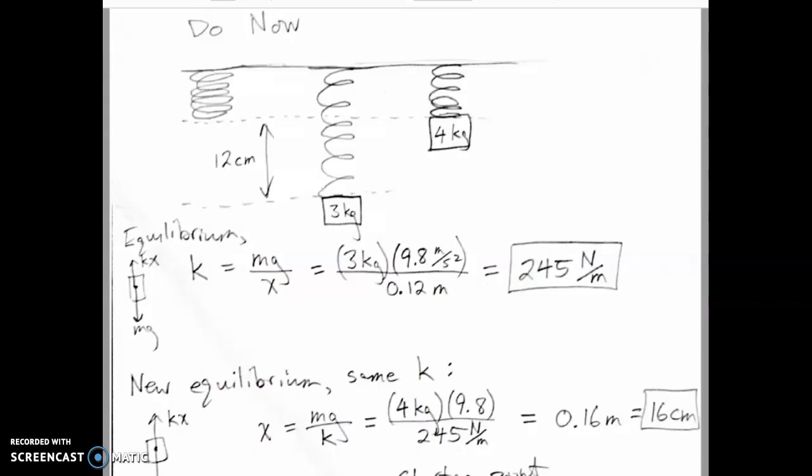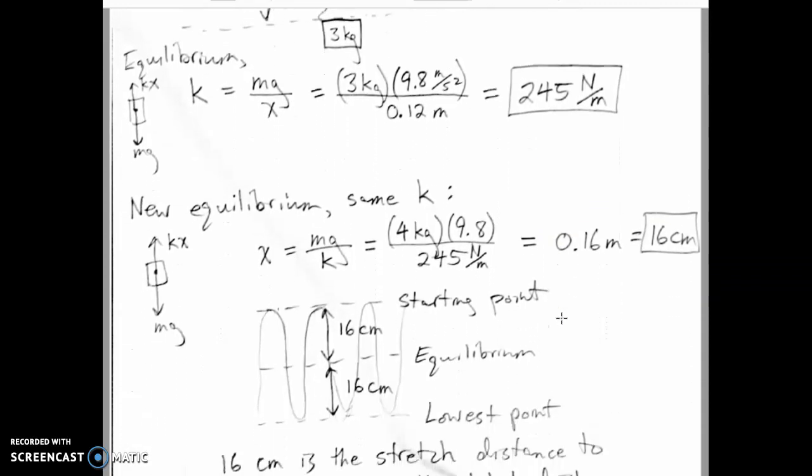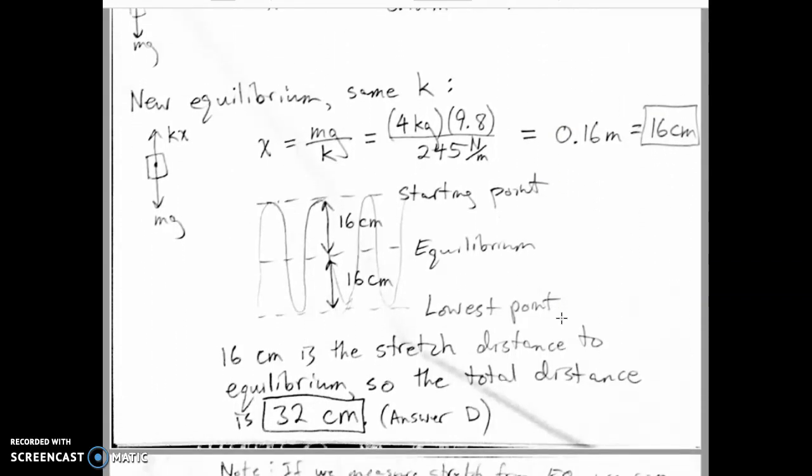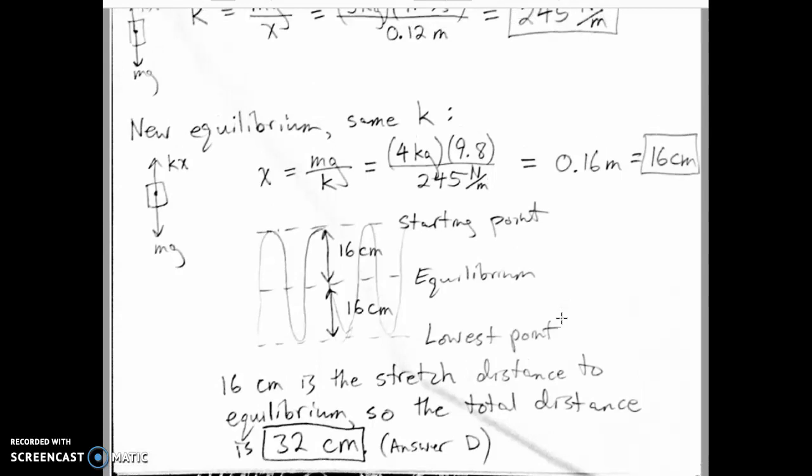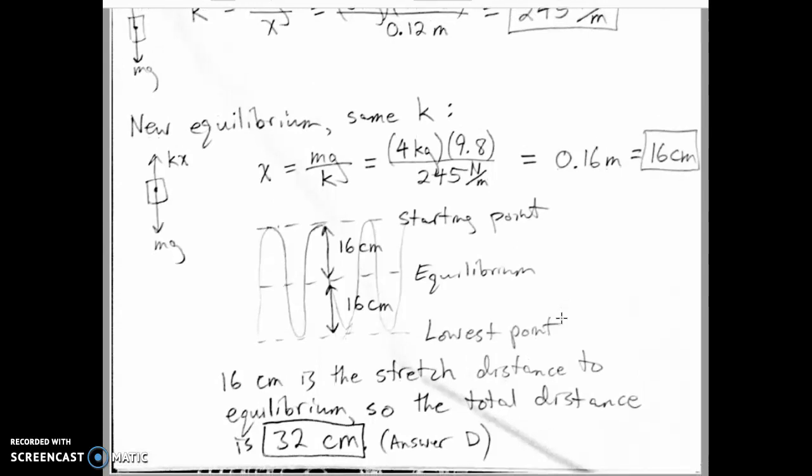Okay, so for this problem, first it says it's in equilibrium with this 3 kilogram mass and it's stretched 12 centimeters. So just knowing that, you can write a balanced force equation, solve for K, and get the spring constant, which is the same for the rest of the problem. So for the rest of the problem, it's the same spring, and now you put a different mass on it.